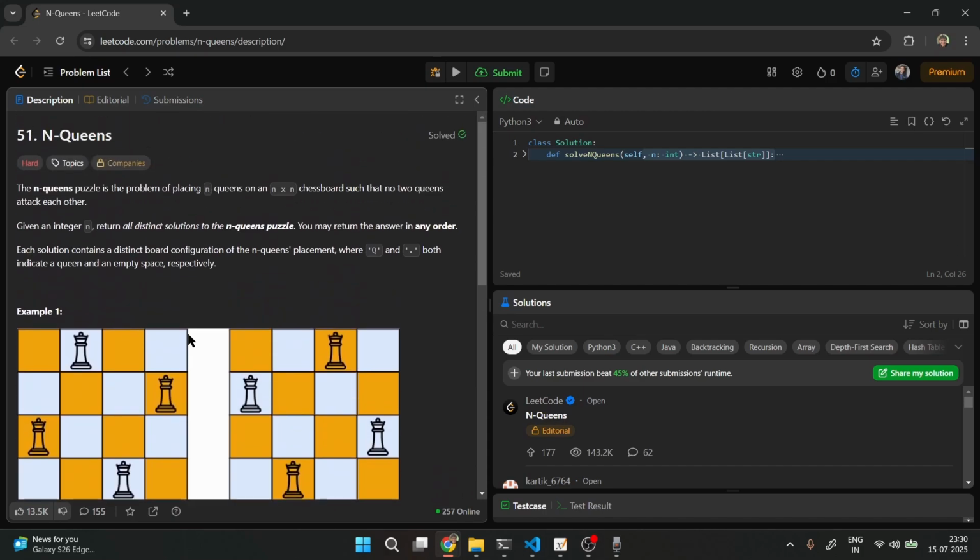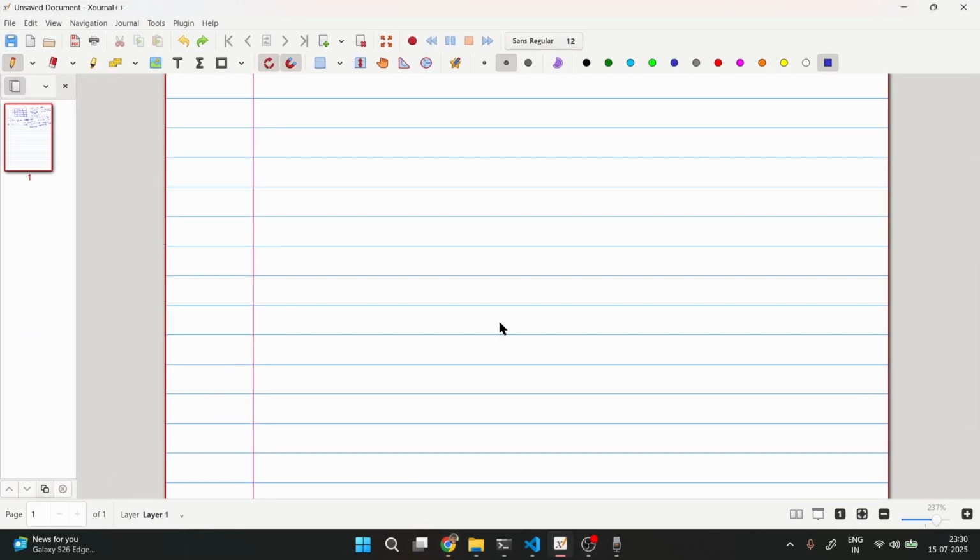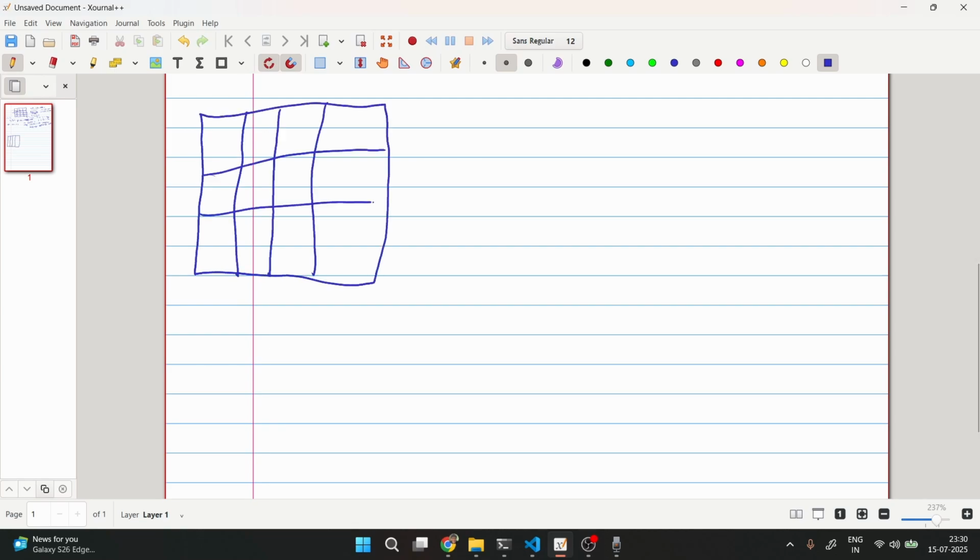Let's go onto the writing pad, and I'll show you how we can approach this problem. I will try to build the intuition behind it. Let me first draw this 4 by 4 grid. What we need to do in this problem is place one queen here. Then we can't place another queen here, here, or here because we have taken up this row.